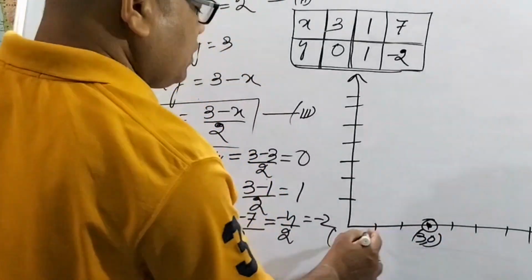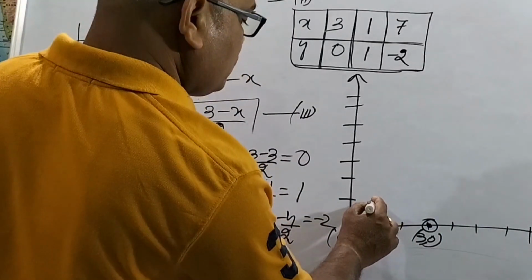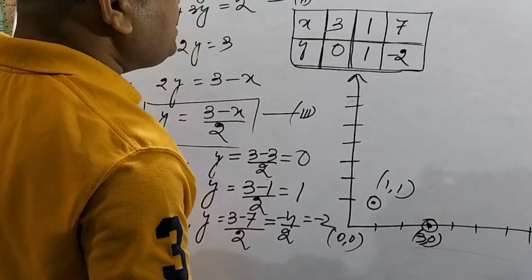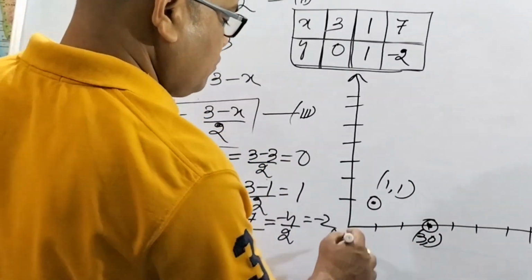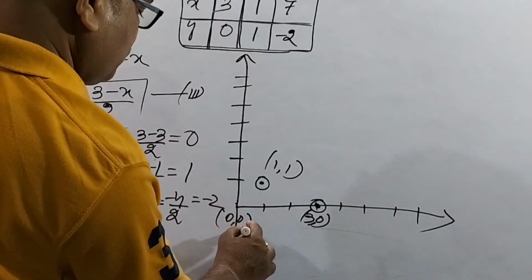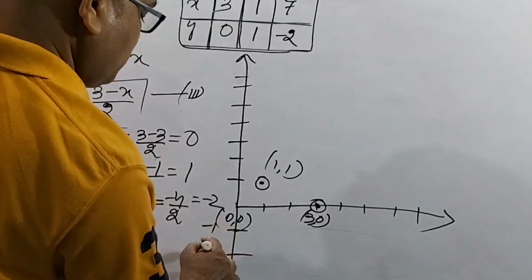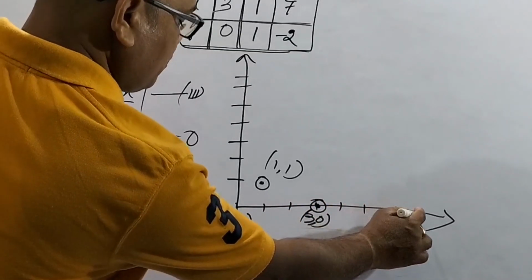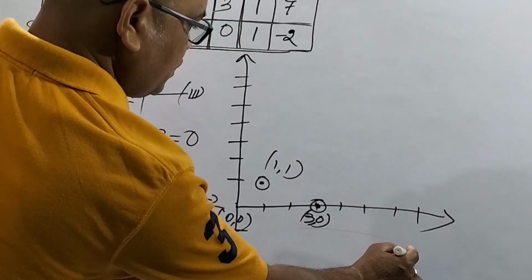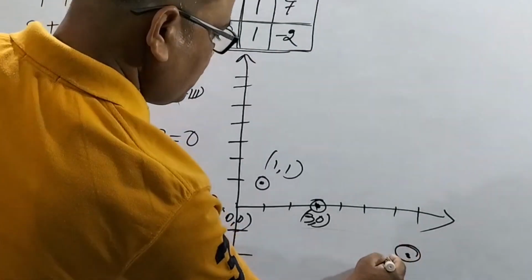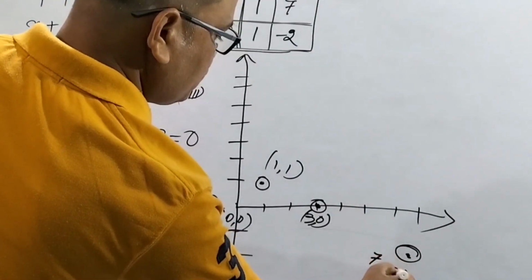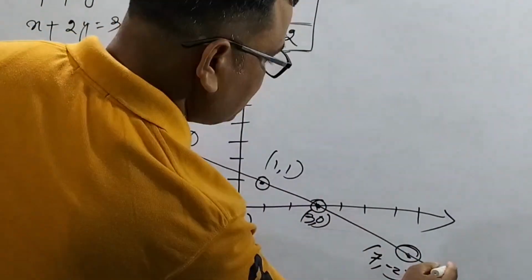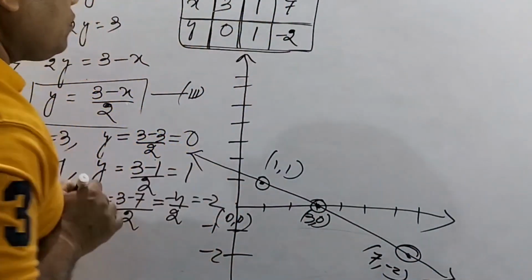Then 1, 1. x1, y1. It will be here. Then 7, minus 2. I'll have to do like this. Minus 1, minus 2, 7. Minus 2, it will be here. By joining these 3 points, you will get a line like this.